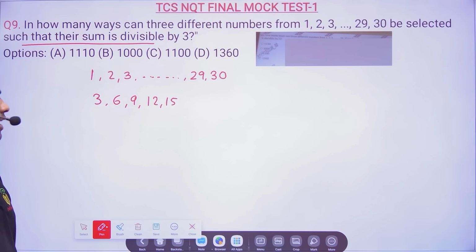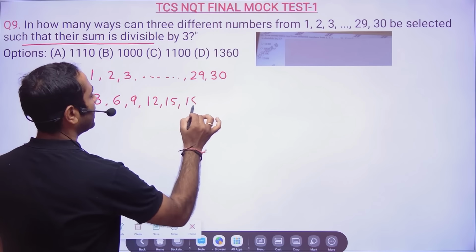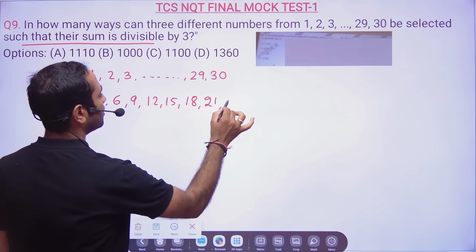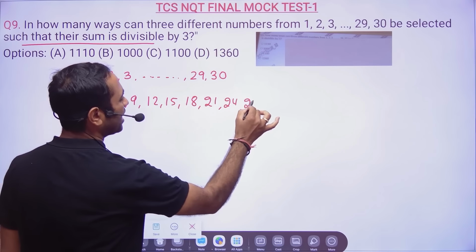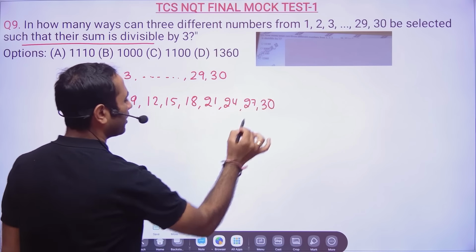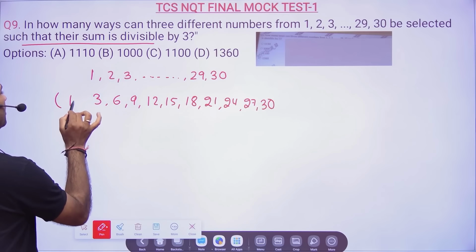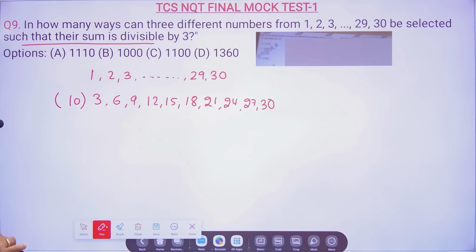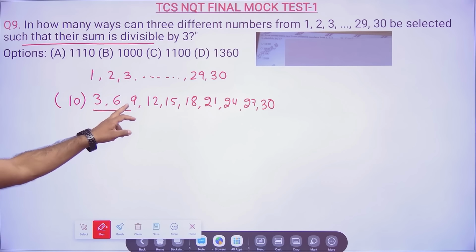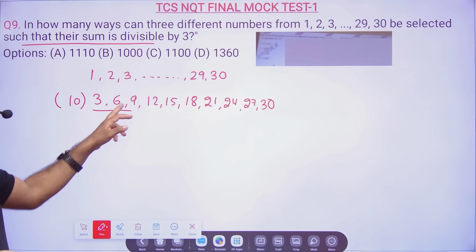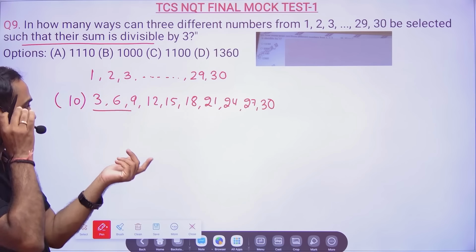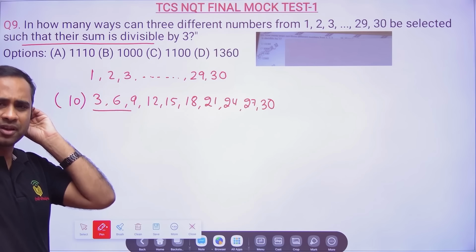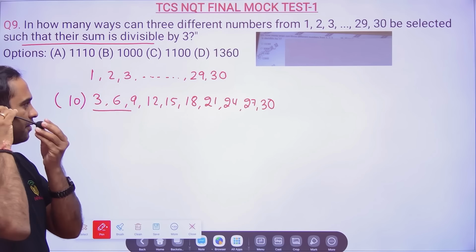It will be 10: 15, 18, 21, 24. I am just writing for your sake, otherwise it is not required. You know there will be 10 numbers. So if you add any 3 numbers, see 9, 6, 3, 9, 6, 15 and 3, 18, it will be divisible, because they are multiples of 3, so the sum will always be divisible.